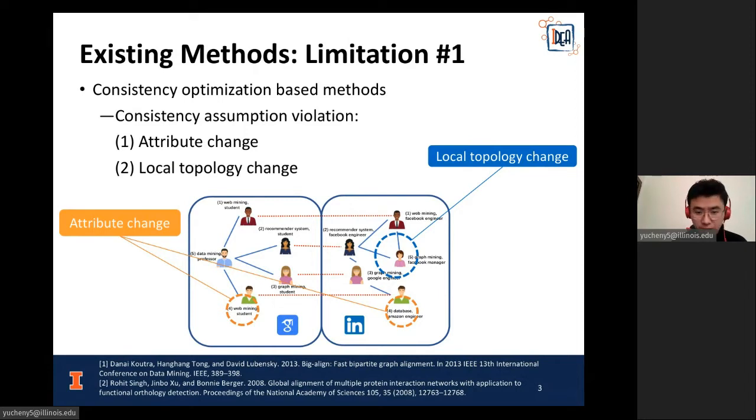For example, in the figure on this page, we can see that the fourth person's research interest turns from web mining to database after he graduated from college. And also the fifth person appears in the LinkedIn network. However, he does not appear in the Google Scholar network.